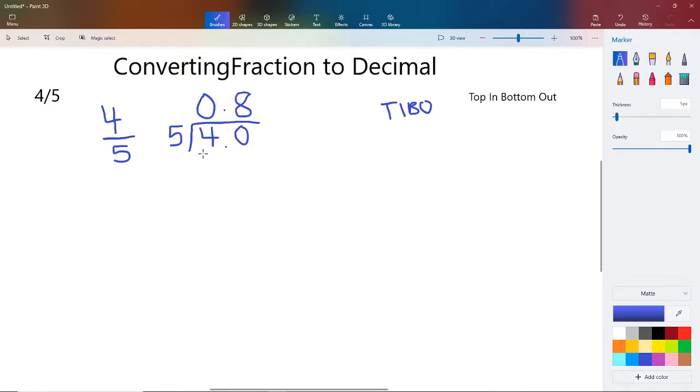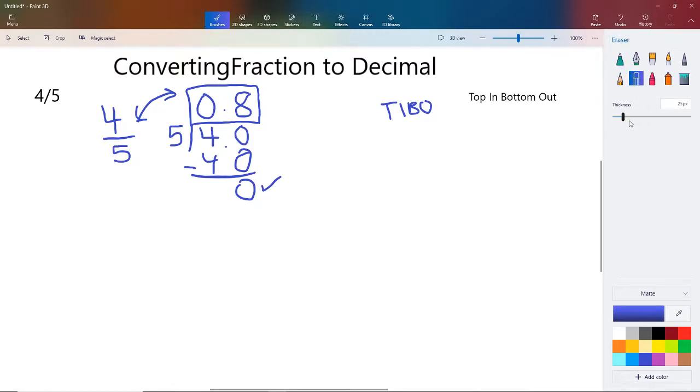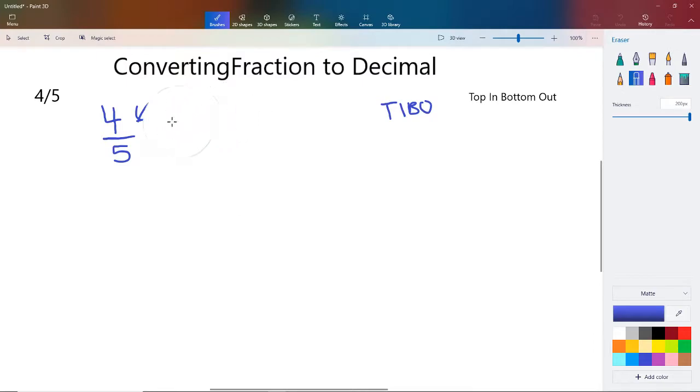So we do our multiplication now. 8 times 5 is 40. And we subtract these numbers. Get a remainder of 0. So when we get a remainder of 0 on division, we know we're done. So we know that 4/5 as a decimal is 8/10. Cool. And it's important to remember that when we're converting from a fraction to a decimal using TIBO, these values are the same. We're not changing the value, we're just changing their form from fraction to decimal. So let's go ahead and practice with another fraction.